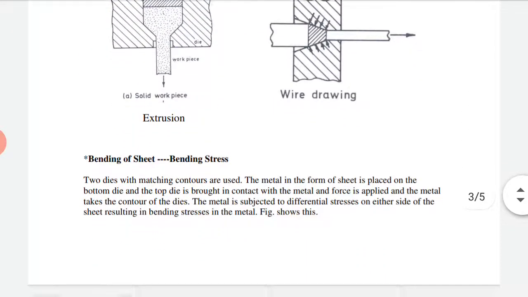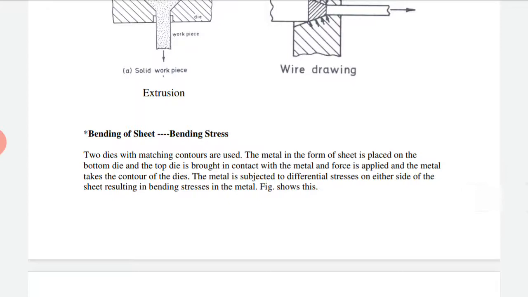Bending of sheet. Bending stress. Two dies with matching contours are used. The metal in the form of sheet is placed on the bottom die and the top die is brought in contact with the metal and force is applied and the metal takes the contour of the dies. The metal is subjected to differential stresses on either side of the sheet, resulting in bending stresses in metal.